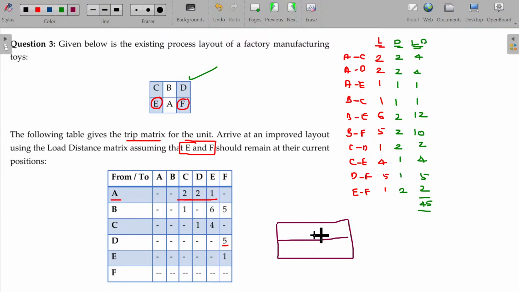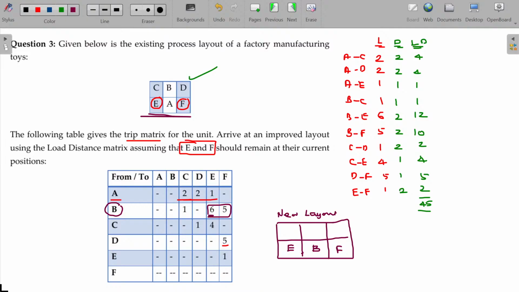For the improved layout, okay, new layout. These two cannot be changed. E and F cannot be changed. Now, B to E has a higher load value. Otherwise, B should be nearby E and F. So we can put the B here.